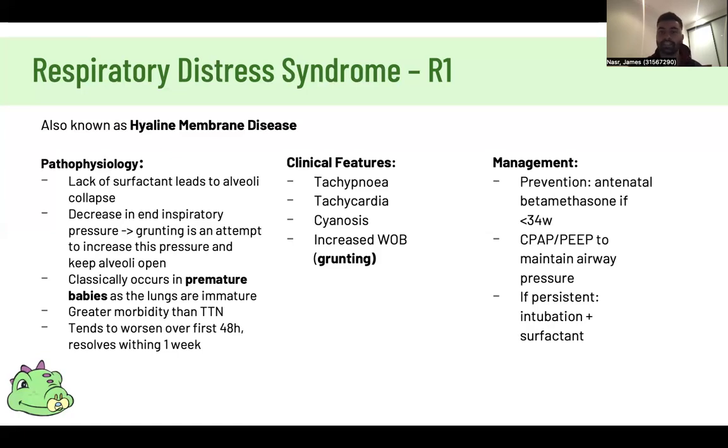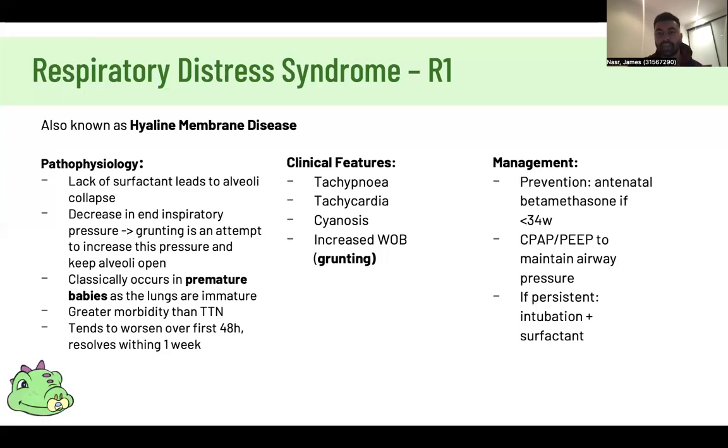The management for this, so to prevent this, if you know that the baby is going to be born at less than 34 weeks, then giving antenatal betamethasone if there's time. So that's indicated at less than 34 weeks. There's not a whole lot of evidence to say it's useful beyond that, so it doesn't tend to be given after 34 weeks. And that just helps to mature the lungs.